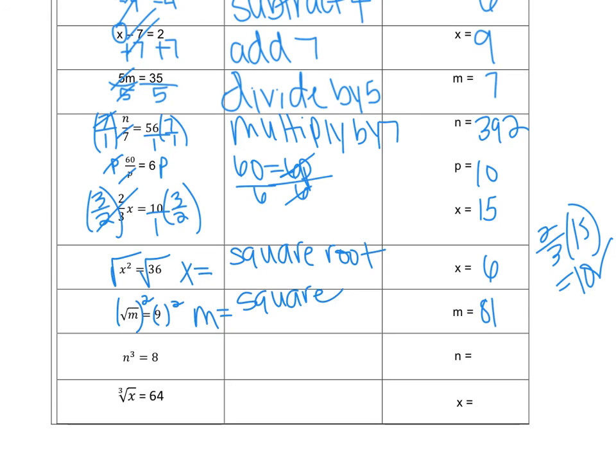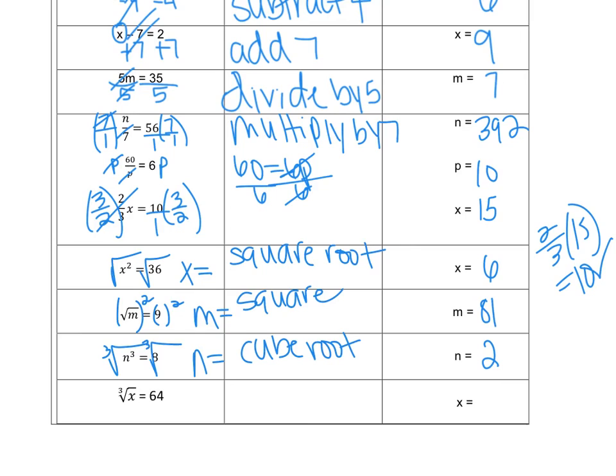And then finally, we have n cubed equals 8. So the opposite of cubing something would be to take the cube root. So I need to take the cube root of each side. Well, the cube root of n cubed is just n, and then the cube root of 8 is 2. Okay, and remember, you can always plug in your answer and check it. Make sure that 2 cubed equals 8. 2 times 2 times 2. And it does.